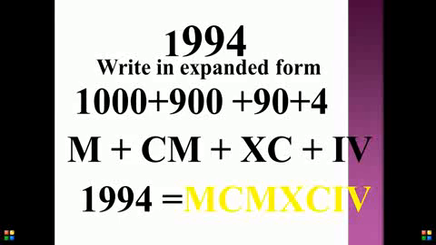Note that most of the numbers we have here, they are the subtracting ones. 900, we got it from 1000 minus 100, that's CM. 90 was obtained from 100 minus 10, which is XC, while 4 is 5 minus 1, IV. Well done, and thank you.